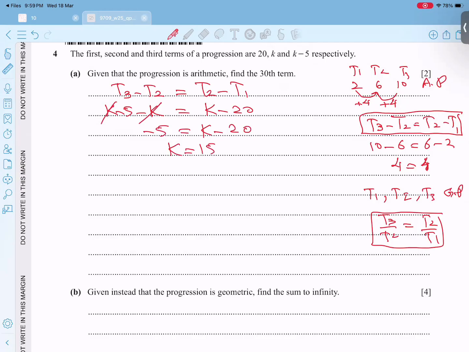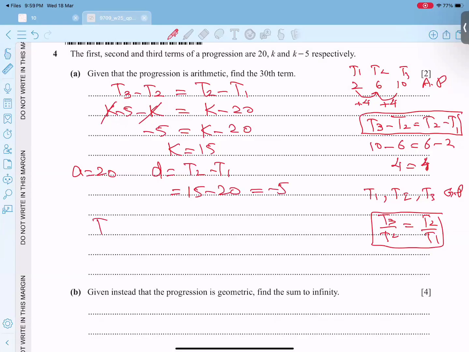We got a k value, but what he's asking for is, given that the progression is arithmetic, find the 30th term. So how to get the 30th term? First term, you can see clearly, is 20. And how to get the common difference? T2 minus T1, and T2 is now 15. So 15 minus 20, I get negative 5.